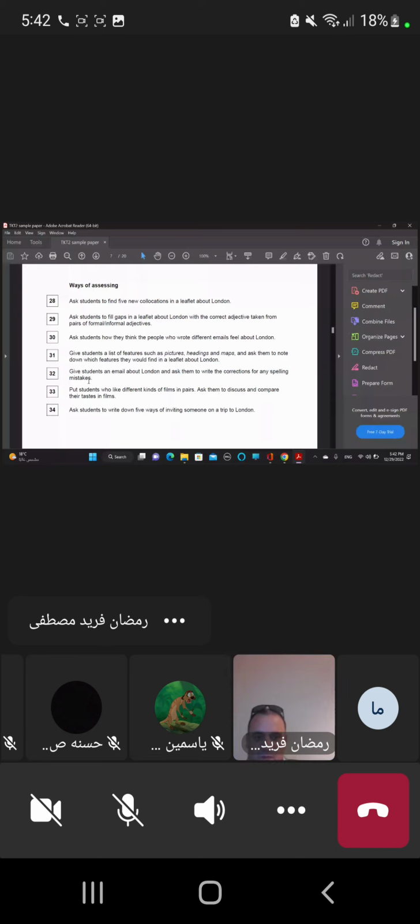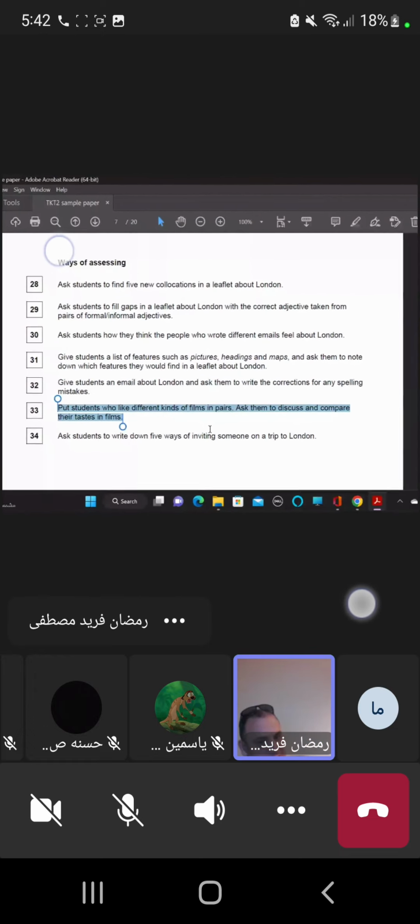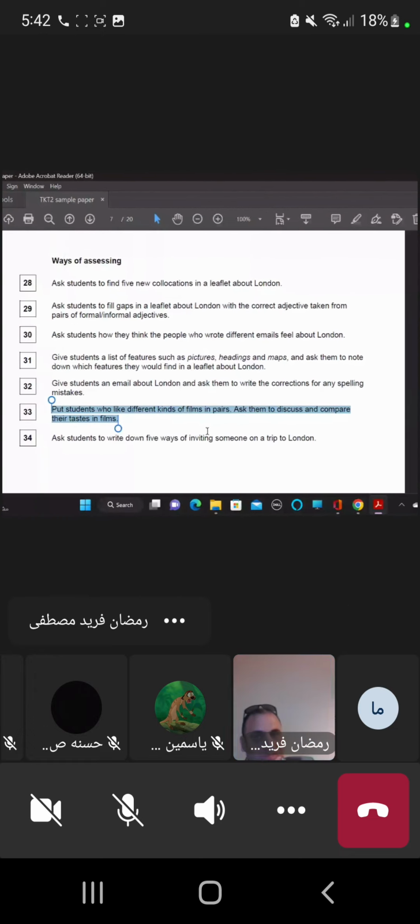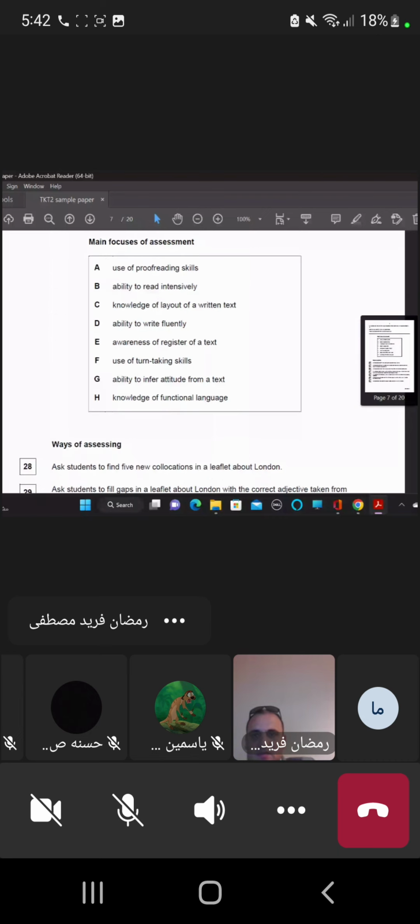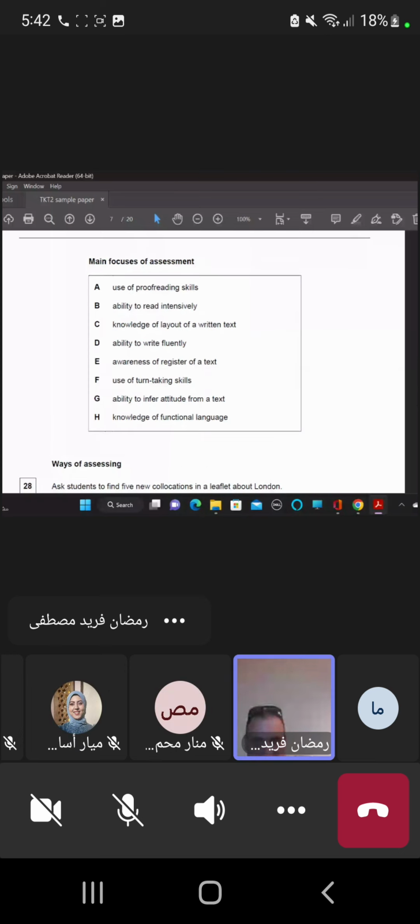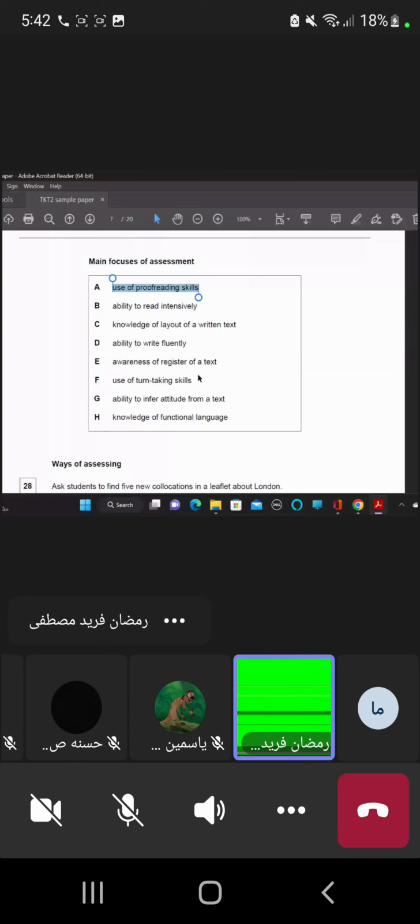Proofreading. 33. For students who like different kinds of films, in pairs, ask them to discuss and compare their tastes in films. Which one was 32? 32 is A, use of proofreading skills. I think 33 is F, use of turn taking skills.